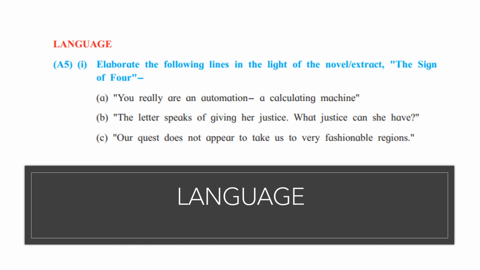Next, the letter speaks of giving her justice. What justice can she have? Mary deserves a share in the hidden treasure. The letter from Sholto is to inform her about the details of the treasure. Our quest does not appear to take us to a very fashionable region. The place where the trio were being taken was a forbidding neighborhood. Long lines of dull brick houses were relieved by the coarse glare and tawdry brilliance of public houses at the corner.